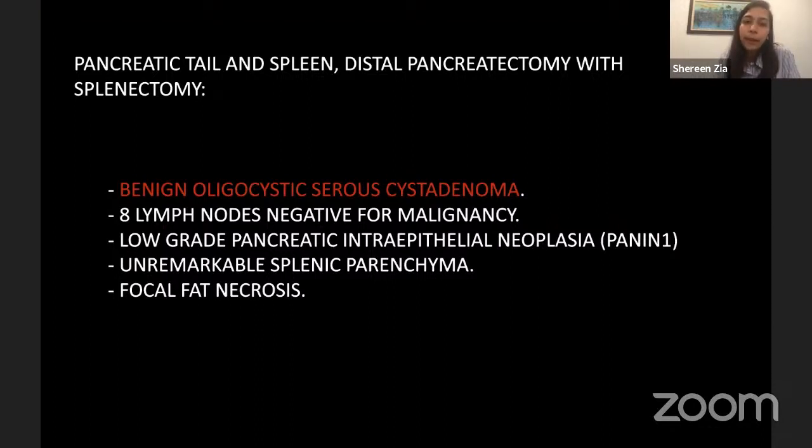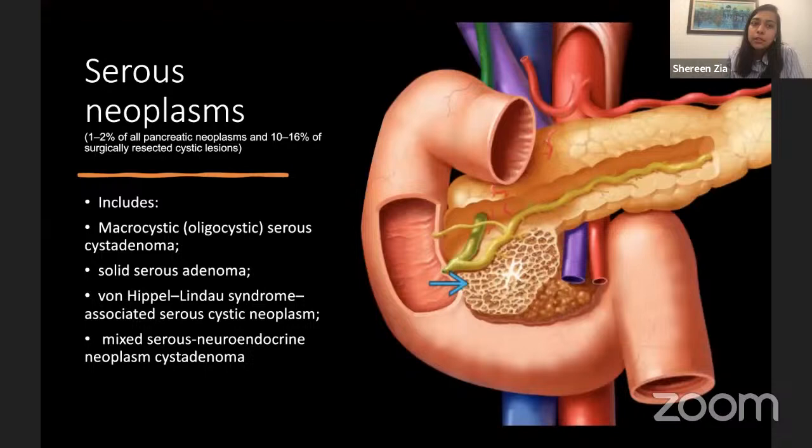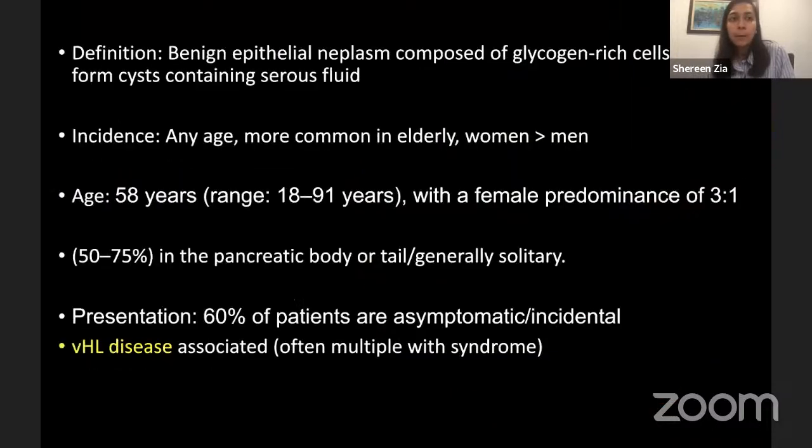And in the rest of the pancreas there wasn't any malignancy associated with it. So serous neoplasms account for about 1 to 2% of all pancreatic neoplasms, and about 10 to 16% of surgically resected cystic lesions. So this is a cartoon image showing serous cystadenoma, which can have a central scar in the middle and some peripherally located cysts on the sides. They can be macrocystic, solid, associated with von Hippel-Lindau, or mixed in association with other neuroendocrine neoplasms.